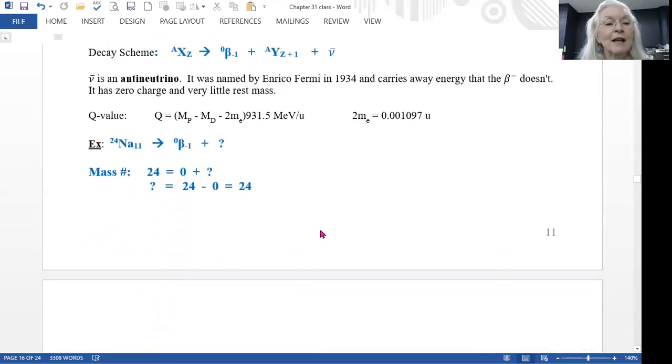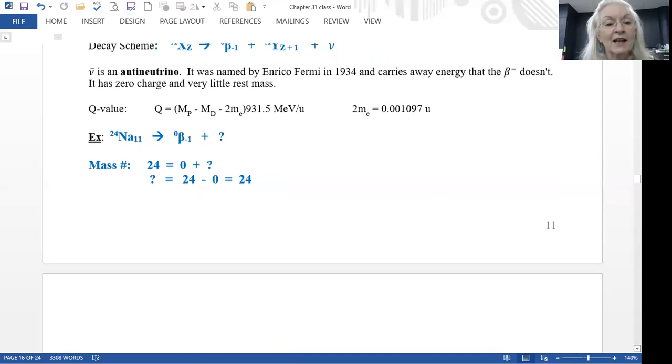So let's look at a beta minus decay. Suppose you have sodium-24 giving off a beta minus. What's the daughter? Well, we look at the mass numbers, 24 for the sodium-24. Beta particles have zero mass, and we don't know the mass of the daughter, but when you do the arithmetic, you find out that the daughter has the same mass as the parent, 24. Beta particles do not change the mass of the nucleus, so the mass of the parent and the mass of the daughter will always be the same for beta minus decay.